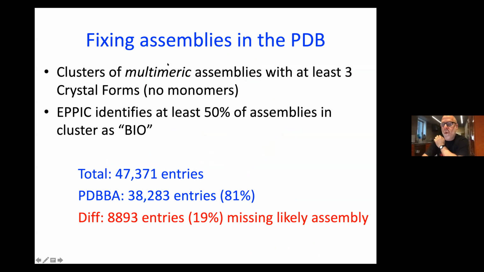We can think about, could we fix up the assemblies in the PDB? If we look at all the clusters of multimeric assemblies that we found with at least 3 different crystal forms, so we're not looking at monomeric proteins, and we look at the ones that EPIC thinks have 50% of the assemblies in the cluster being biological, that is, likely to be correct assemblies, that's about 47,000 entries. The PDB only contains 38,000 or so of those. So that means only about 81% of the entries in the PDB have what we think may be the correct assembly. That means 19% are missing.